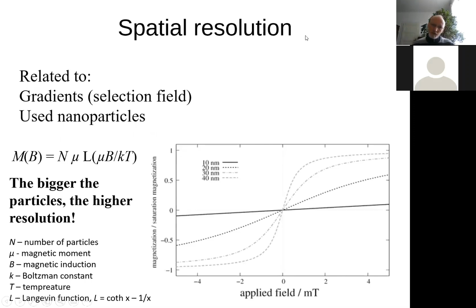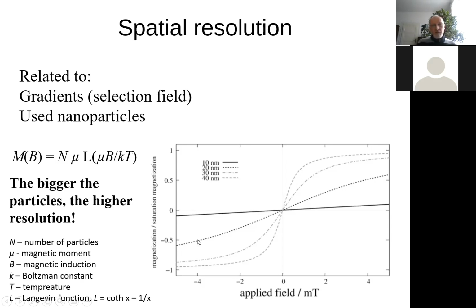Even spatial resolution is dependent on the type of nanoparticles we use. I already spoke about gradients, the selection field, which of course defines resolution, but also the type of the nanoparticles. This is given by this equation, which shows magnetization in the presence of a magnetic field. This is the Langevin function. Here you have the prescription for it.